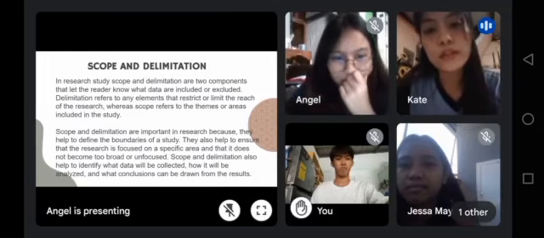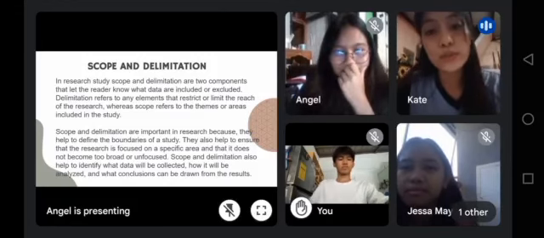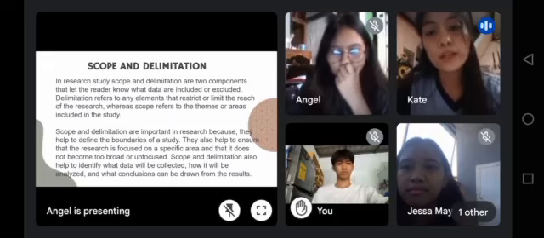Scope and delimitations are important in research because they help to define the boundaries of a study. They also help to ensure that the research is focused on a specific area and that it does not become too broad or unfocused. Scope and delimitation also help to identify what data will be collected and how it will be analyzed, and what conclusion can be drawn from the results.